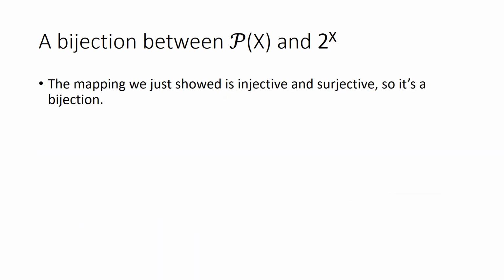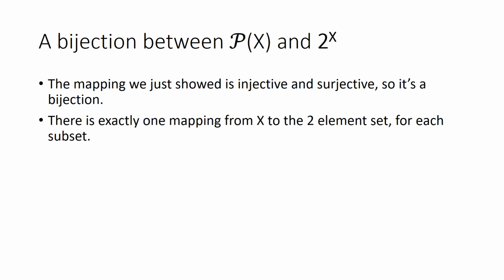So this mapping that we just showed is injective and surjective, so it's a bijection. Now the reason for that is essentially it's 1-to-1 in both directions. There is exactly one mapping from X to the 2 element set for each subset. You can take any mapping and turn it into a subset, and any subset and turn it into a mapping, and those are 1-to-1 relationships in both directions, and therefore it's a bijection. So essentially that's how you get that bijection between the power set and the 2 to the x set.